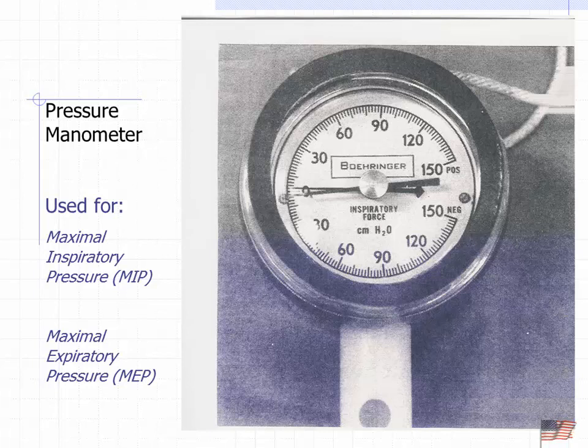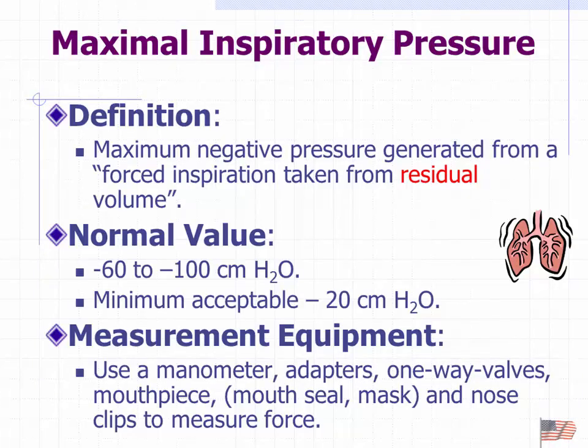This one, you can see, has both negative and positive. So in whichever direction, in the case of a maximal inspiratory pressure, it'll be negative, or maximal expiratory pressure will be positive, but the same manometer can be used. Maximal inspiratory pressure is the maximum negative pressure you can generate during a forced inspiration starting from residual volume.